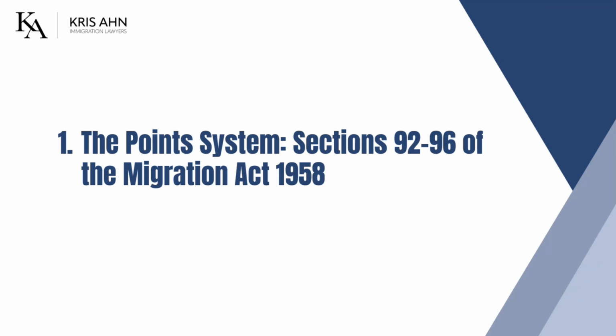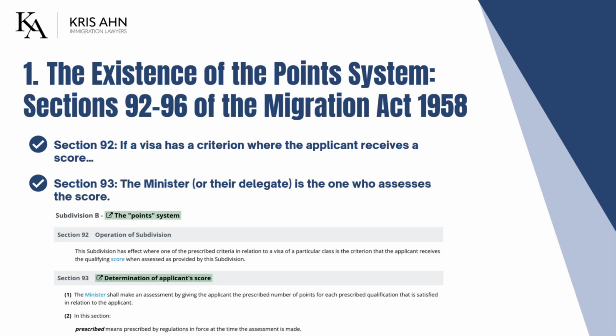First off, the point system. Everything starts with the Migration Act. Here we've got Section 92 of the Migration Act. This is where it all begins. If a visa has a criterion where the applicant receives a score, that simply is saying that a visa can have a score. That's pretty straightforward. It's part of the Migration Act. You can't say that it's unfair to have a score or that the score shouldn't be there. Yes, a visa can have a score.